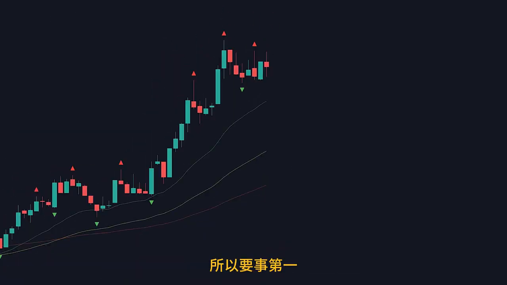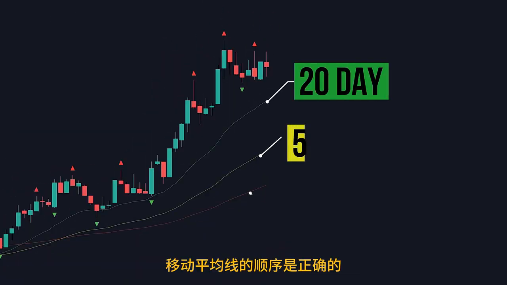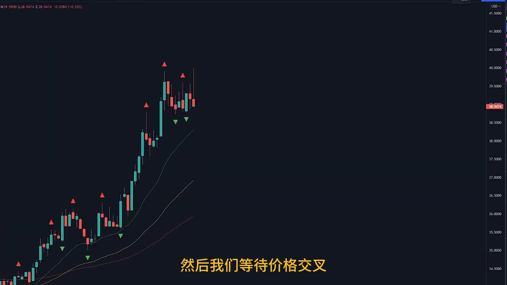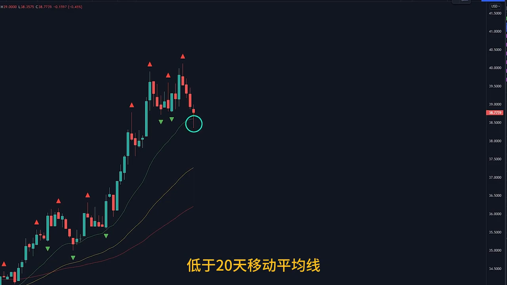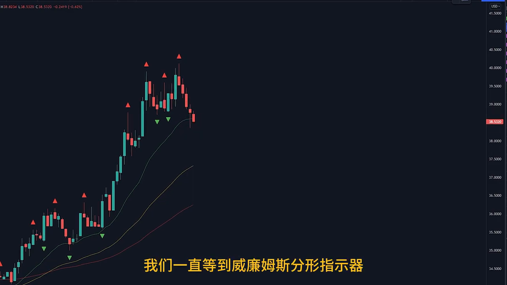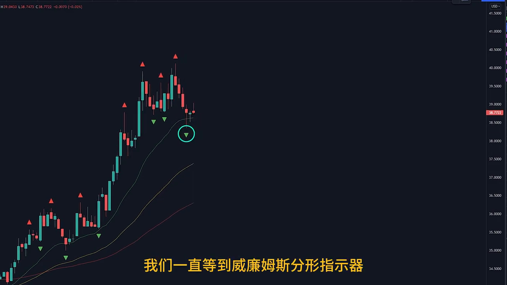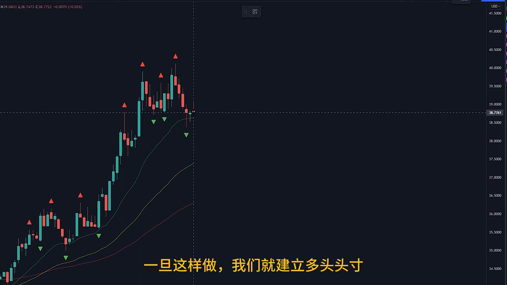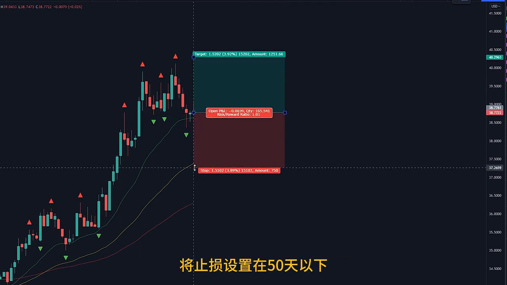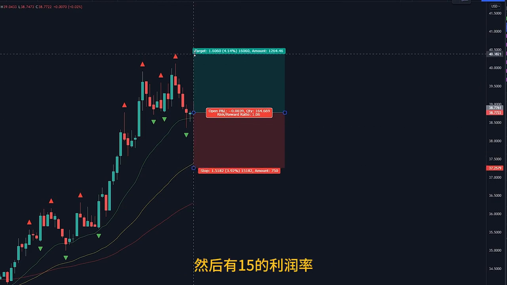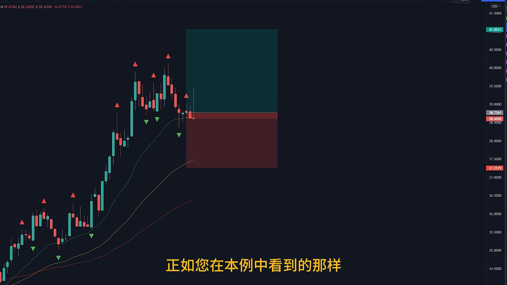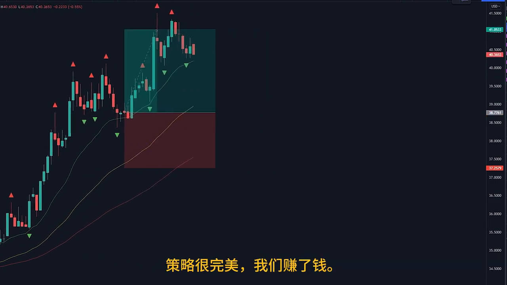So first things first, we made sure the moving averages are in the correct order and they are not crossing each other. Then we wait for the price to cross under the 20-day moving average. We keep waiting till the Williams Fractal indicator gives us the green arrow for the go ahead to enter the trade. Once it does, we create a long position, put the stop loss right below the 50-day, and then have a 1.5 profit ratio. As you can see in this example, the strategy worked out perfect and we made money.